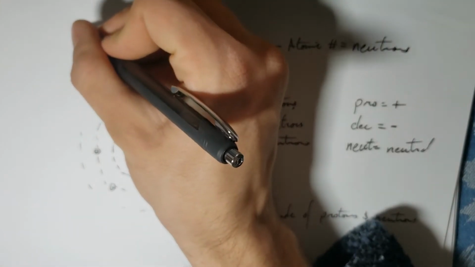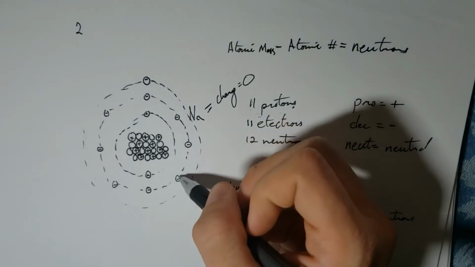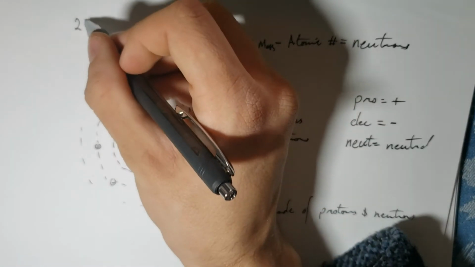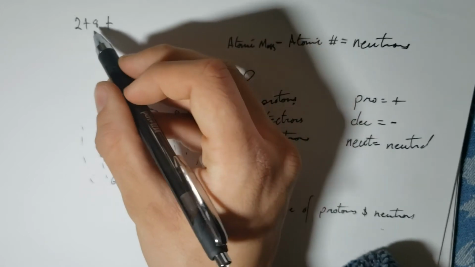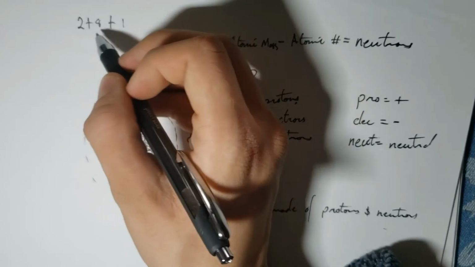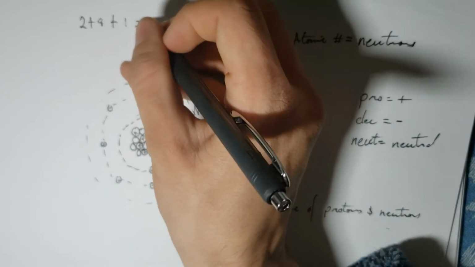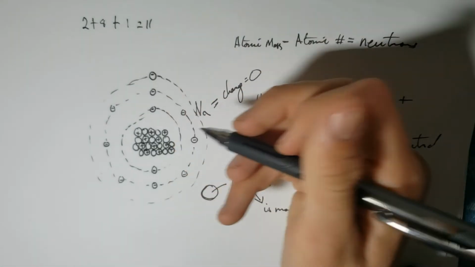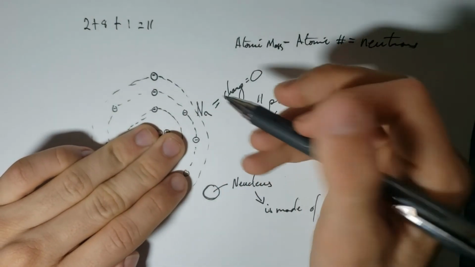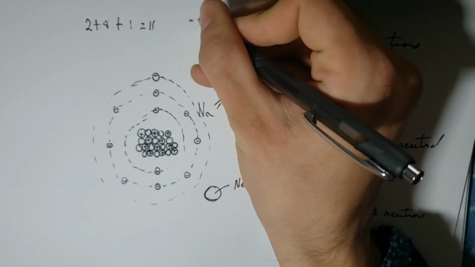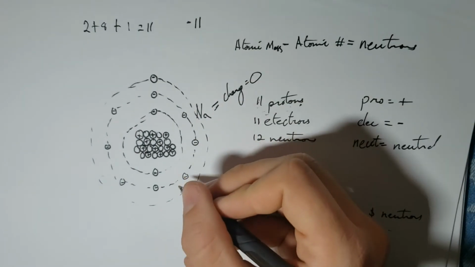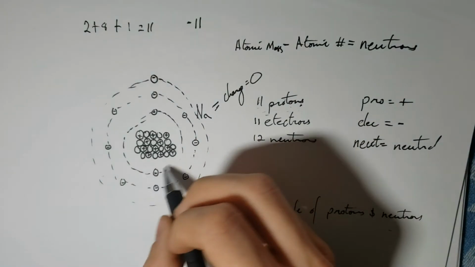And in our first shell, we have 2 electrons. So we'll write 2 here. And in our second shell, we have 8. And in our last shell, we have 1. So 8 plus 2 is 10, plus 1 is 11. So if we were to ignore our nucleus and just focus on the shells we have, then we can say that the charge for the shells is negative 11.